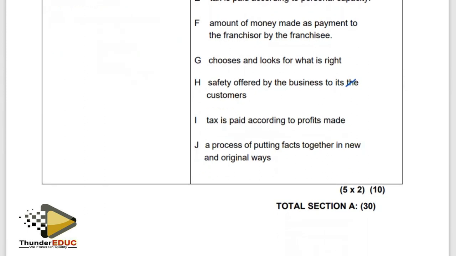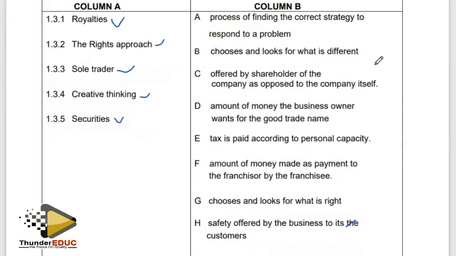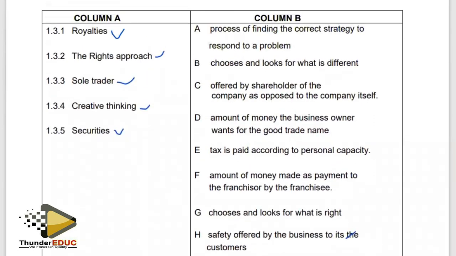Yes. A tax is paid according to profits made. Is there anything related to this description from the column of terms? No, we don't see anything there.